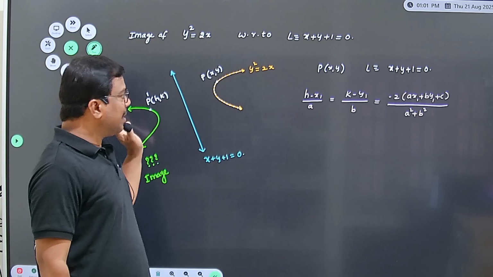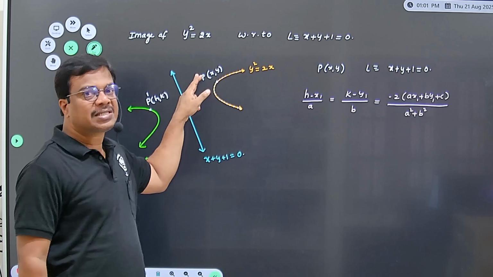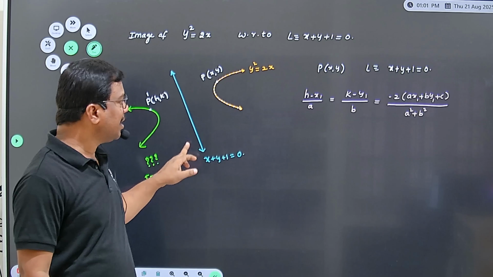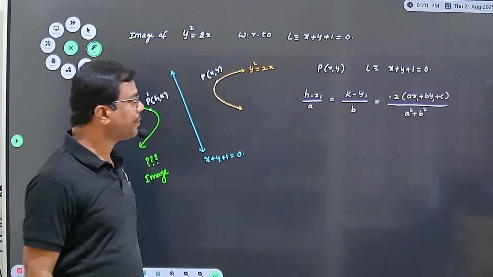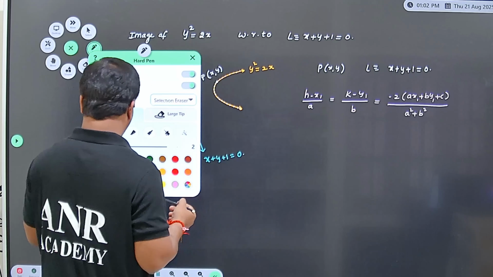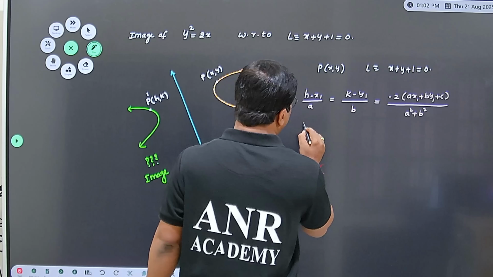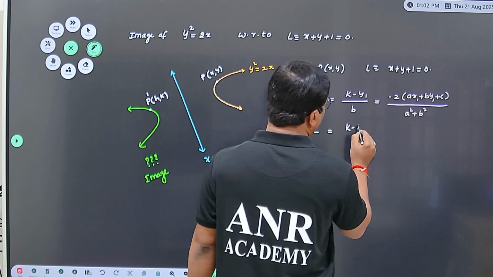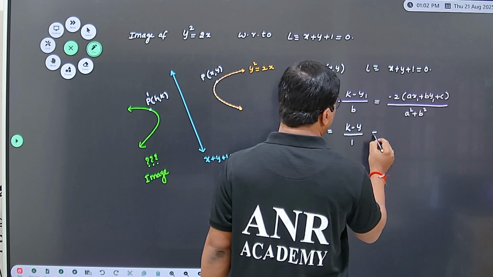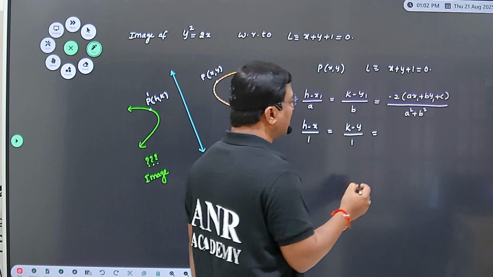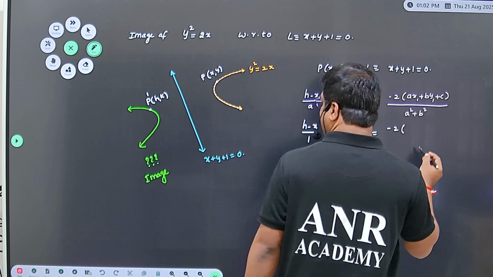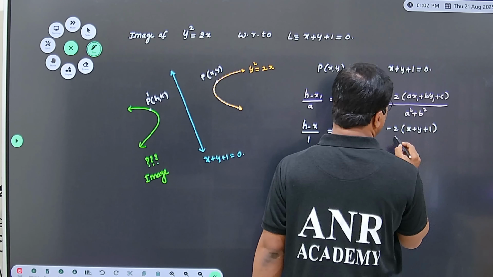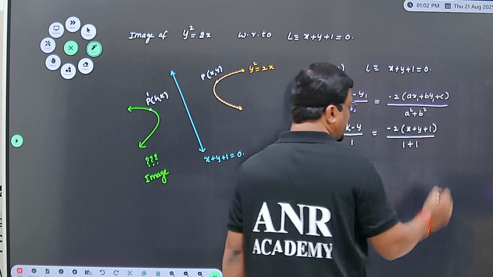The image point has coordinates h comma k, the given point has coordinates x comma y, and the straight line in general form is ax plus by plus c equals 0. Here a, b, c are 1, 1, 1. Replacing the values in this, we get (h minus x) divided by a, (k minus y) divided by b, that is 1. Next minus 2 of (ax plus by plus c), that is (x plus y plus 1), divided by (a square plus b square), 1 plus 1.